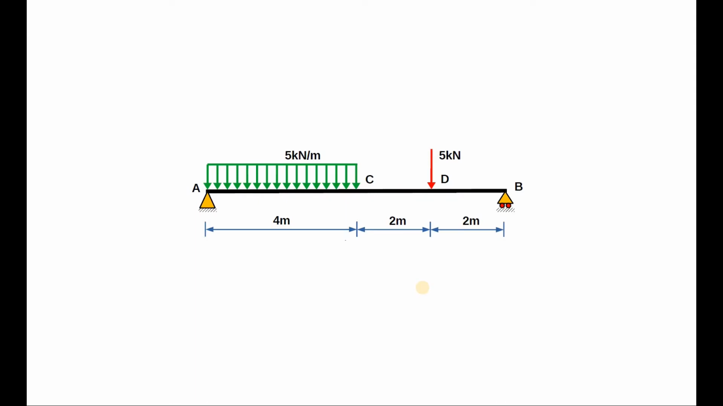Let us now take an example on shear force and bending moment diagrams. As you can see, we have a beam of total 8 meter length. The support conditions are hinge or pin at the left end, which is point A, and roller at the right end, which is point B. The beam is subjected to a uniformly distributed load of 5 kilonewtons per meter over a span of 4 meters between points A and C, and a concentrated load of 5 kilonewtons at 2 meters from the roller support, which is point D.